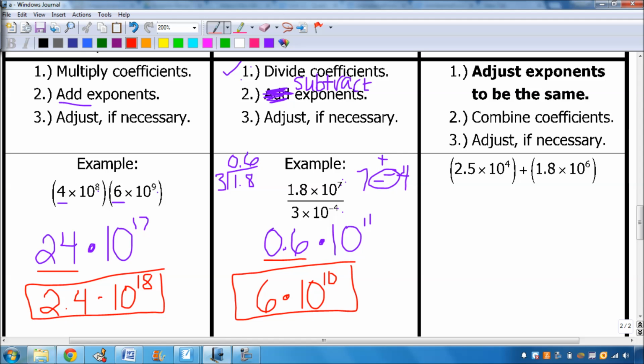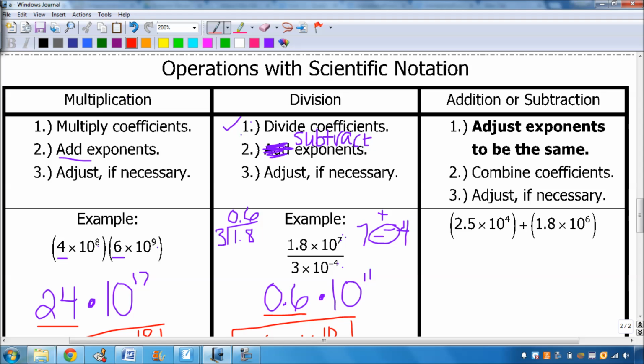Okay? All right, now adding and subtracting, this is where the exponents have to be the same. So this exponent is 4, this exponent is 6, they're not the same. So what I'm going to do is I'm going to decide, do I want to change my exponents into 4s or 6s? It's up to you. So I'm going to change my exponent into 4s. So I get to copy this down as 10 to the 4th power.